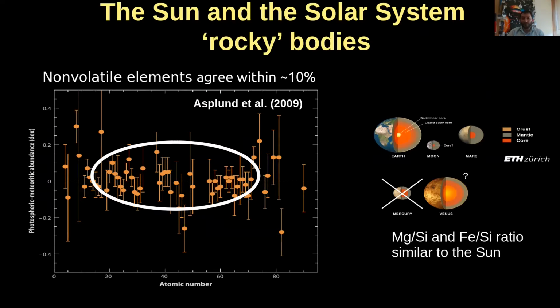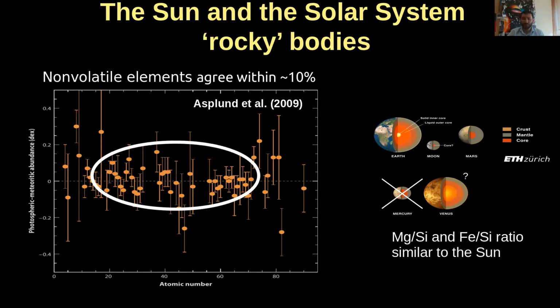However, if we compare some specific elemental ratios, in particular the elemental ratios of refractory elements with very similar condensation temperatures, like magnesium over silicon or iron over silicon, we can see that the composition in the Sun, in the solar atmosphere or photosphere, and the composition in most of the rocky bodies in our solar system, except Mercury, have very similar abundance ratios.